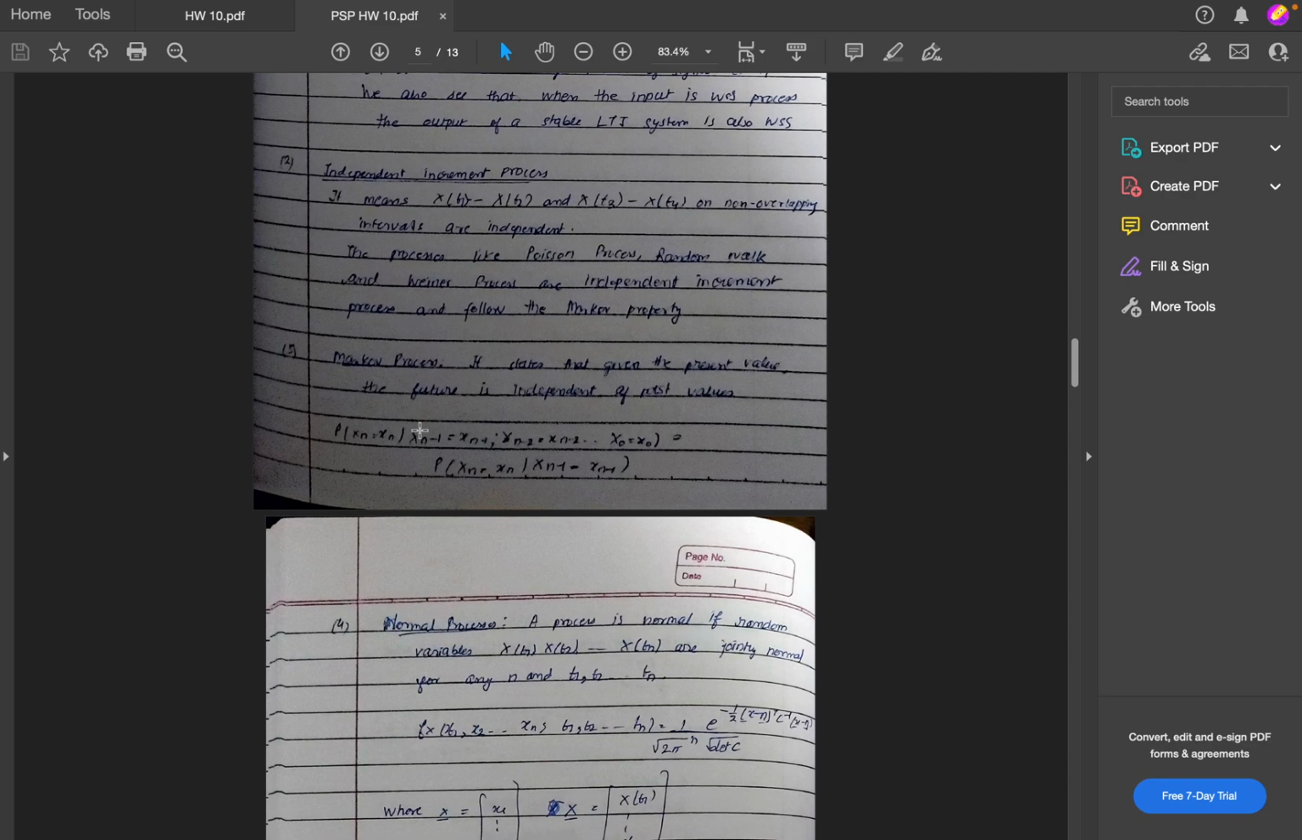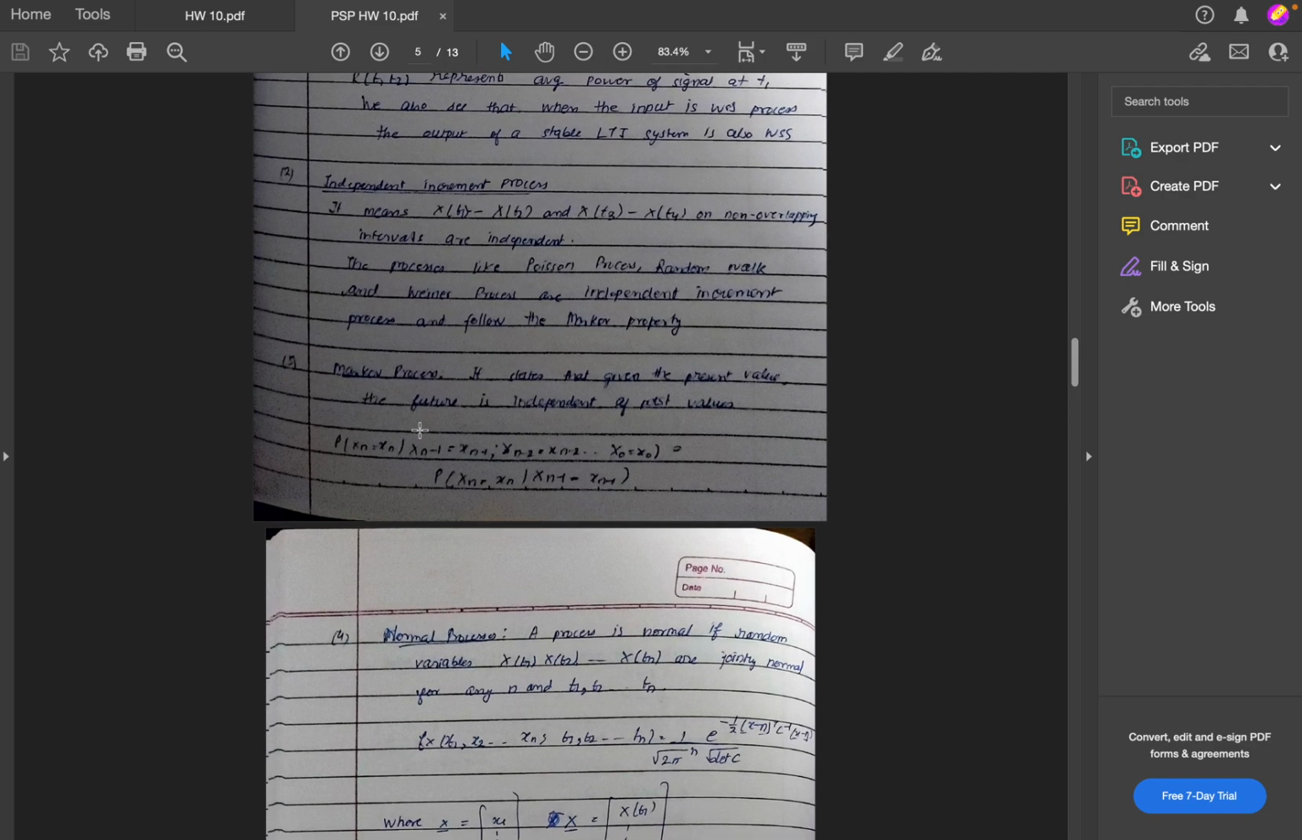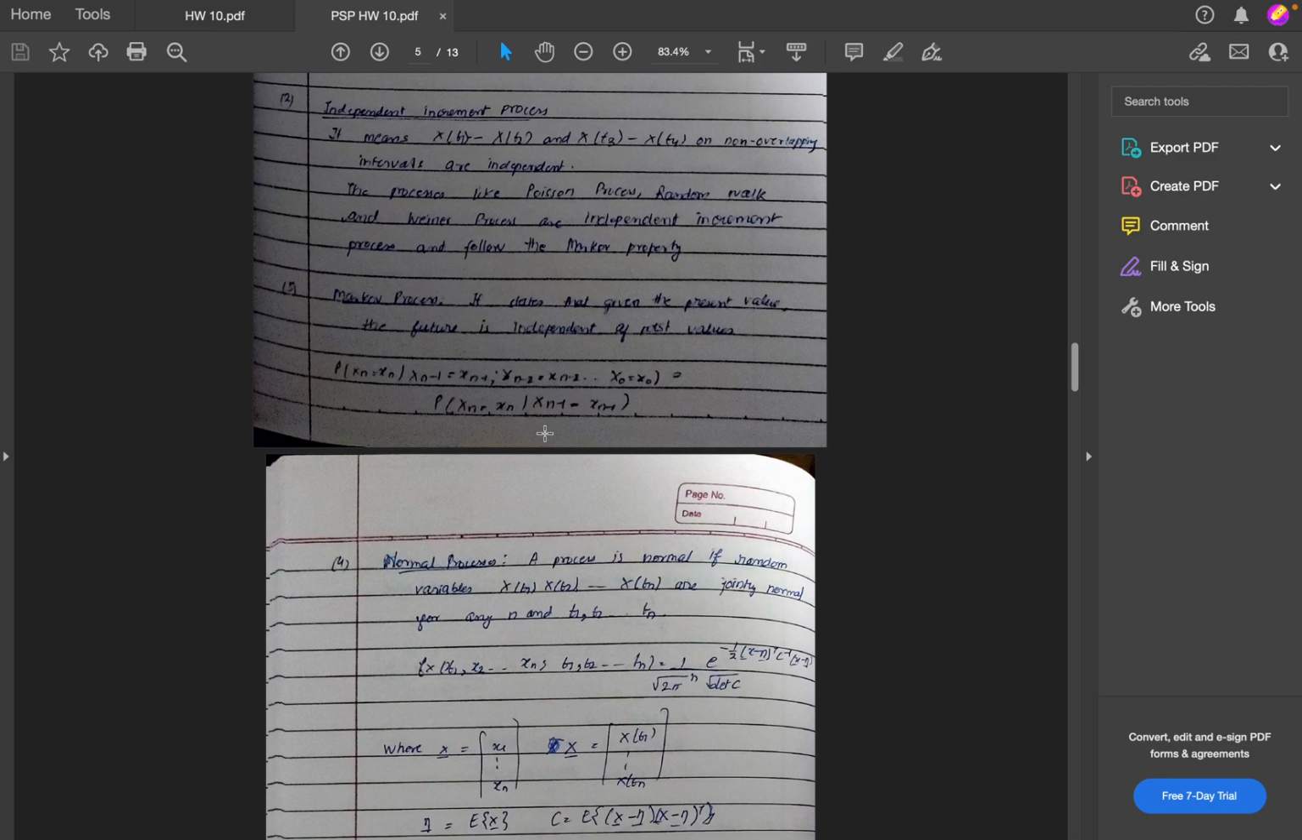Now the third process that we need to define is the Markov process. According to the Markov process, if we are given the present value, then the future will be independent of the past value. That is, the future is independent of the past given the present value. Mathematically, the probability of Xn equals xn given Xn-1 equals xn-1, Xn-2 equals xn-2 up till X0 equals x0 will be equal to the probability of Xn equals xn given Xn-1 equals xn-1. Here the present value is Xn-1, the future value that we are trying to calculate is Xn, and since it is a Markov process, it will be independent of all the past values. So that is what a Markov process is.